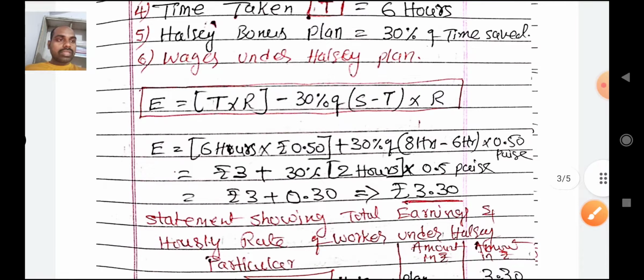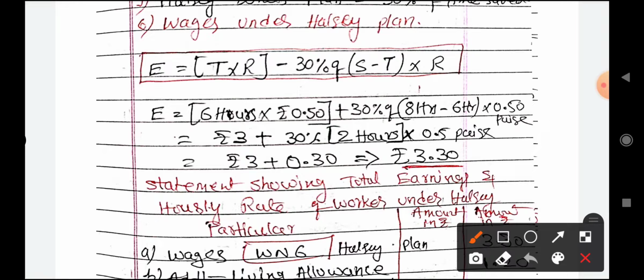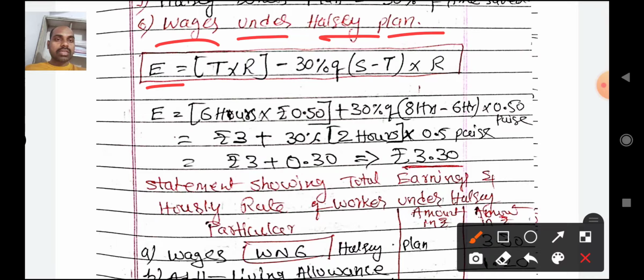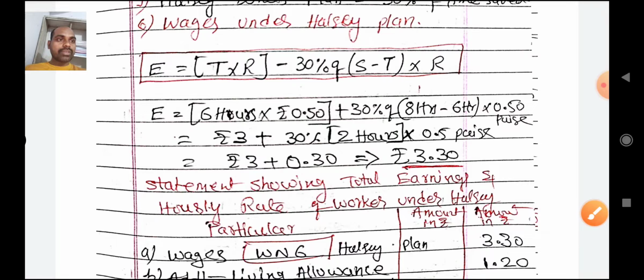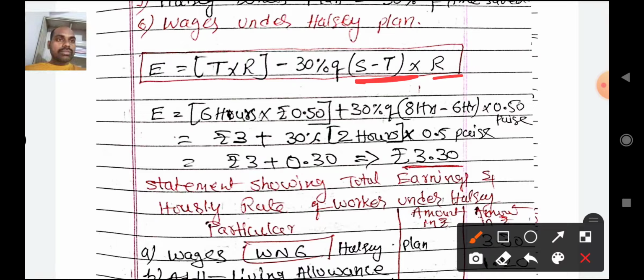Now I am doing one more working note, okay, to do the long answer properly. So wages under Halsey plan is equals to E for earnings, T into R plus, they gave 30% bonus, so we are taking 30%, otherwise we will take generally 50%. So if the question mentions 30% management, we have to take that much only. So S minus T into R, 6 hours into 0.50 plus 30% of 8 hours minus 6 hours into 50 paise. So 6 into 0.5 it is 3 rupees.